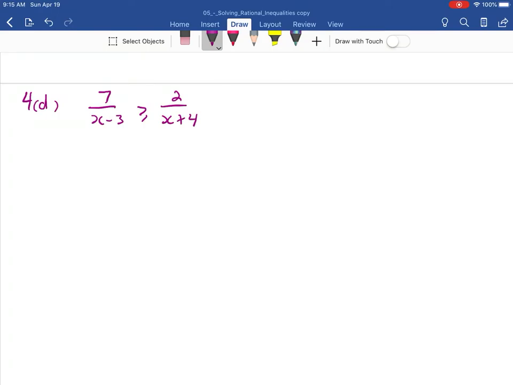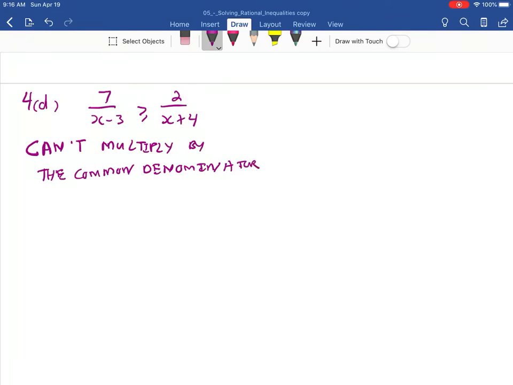Now, then you ask yourself, can I use the rational equation method and just multiply through and get rid of the fractions? And the answer is a big no. And I got to put that in big letters here. Can't multiply by the common denominator in inequalities.